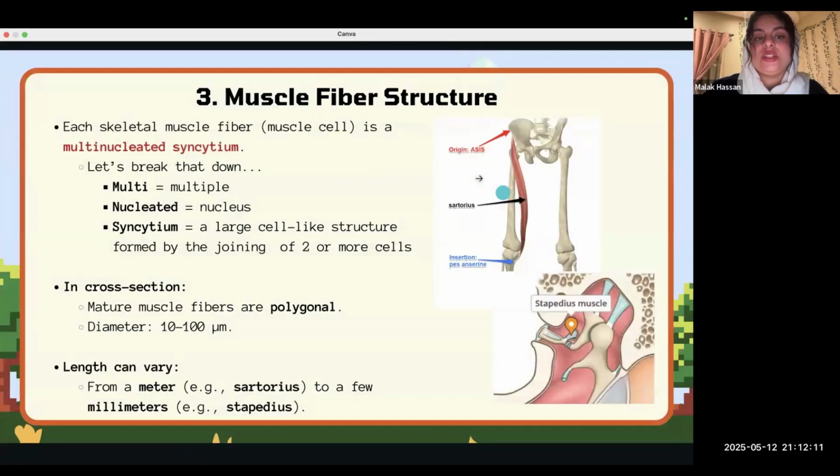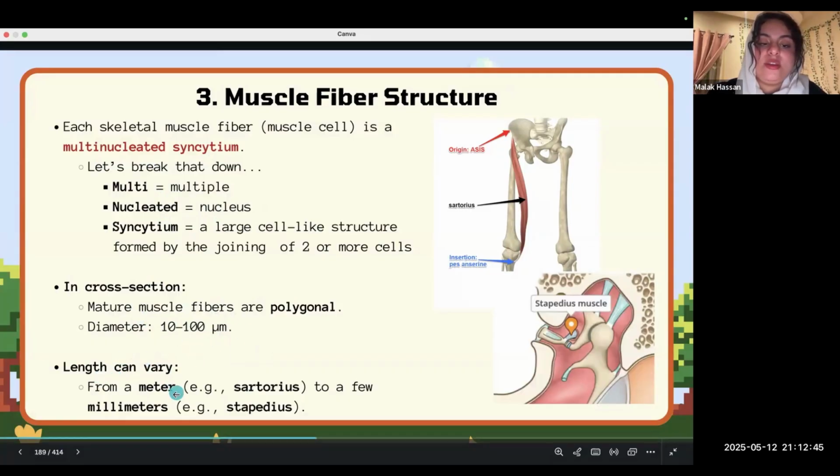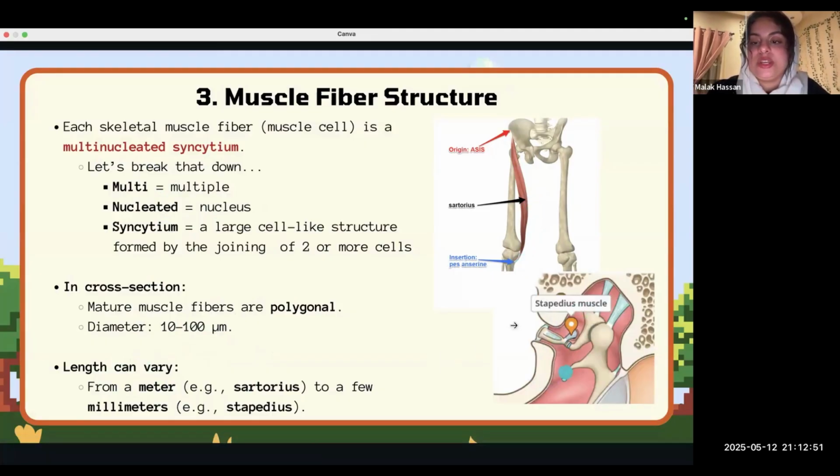Now, the muscle fiber structure. Each skeletal muscle fiber, or muscle cell, is something called a multinucleated syncytium. I always have trouble saying that word, by the way. So let's break that down. Multi, so multiple, nucleated, nucleus, and syncytium, which means it's a long cell-like structure formed by the joining of two or more cells. So you have multiple cells that come and fuse together, and that makes a syncytium. In cross-section, mature muscle fibers are usually polygonal, and the diameter is not very important. The length can vary from 1 meter, like the sartorius muscle, to a few millimeters, like the stapedius, which is in your ear.